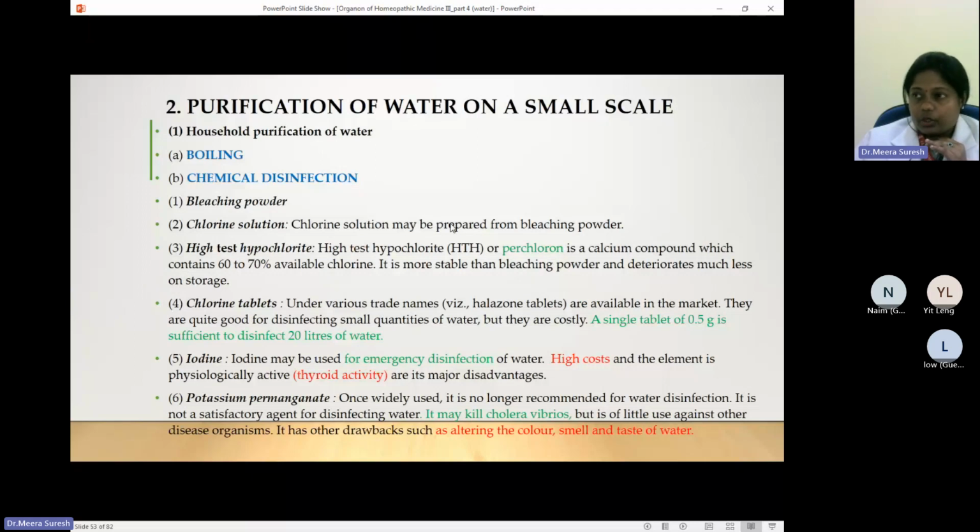But hypochlorite we can keep for a longer time. Chlorine or bleaching powder, we can't keep it for a longer time if it is the powder, not the liquid, because it will be getting disintegrated. But that problem we don't have with perchloron.